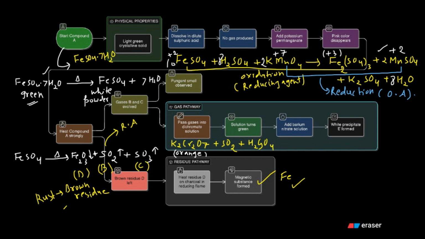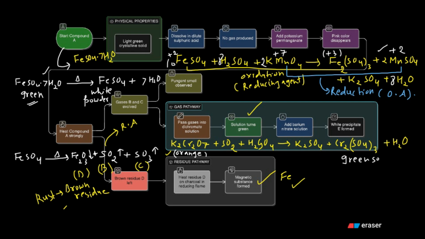Again, this is a very famous reaction. So what will happen? Your potassium sulfate, K2SO4, will form, and your chromium sulfate, Cr2(SO4)3, will form along with water. It is given here that when you pass these gases B and C to this solution, the solution becomes green. Earlier it was orange. So why is it green? Green is due to the formation of chromium sulfate.